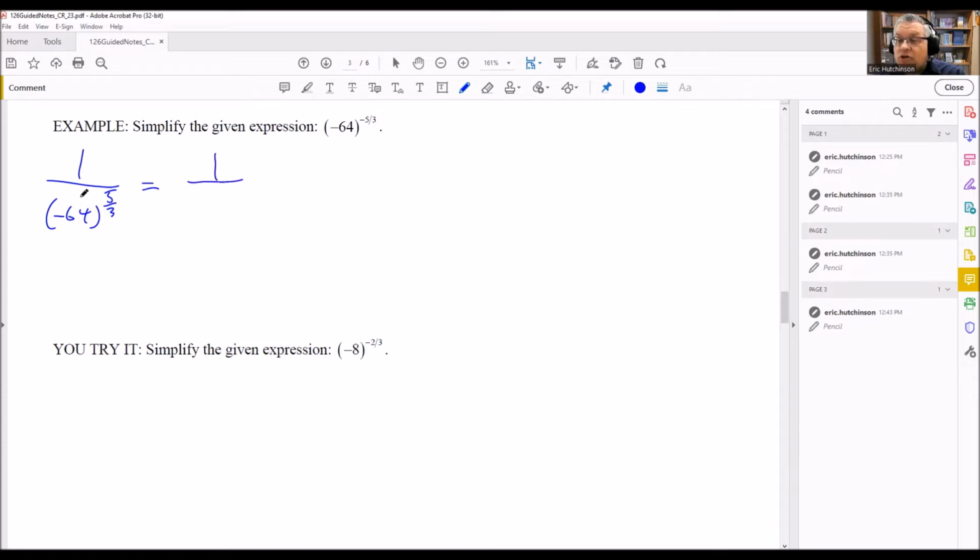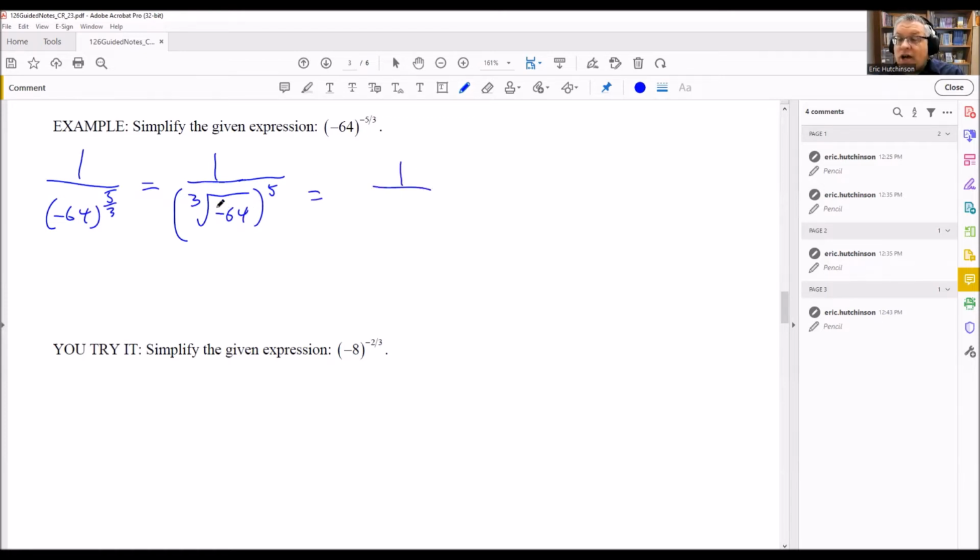Next thing we want to do is turn this into a radical form. We have the cube root of negative 64. That's the bottom number next to the cube. And we're raising this to a power of 5, which is the top number you see.